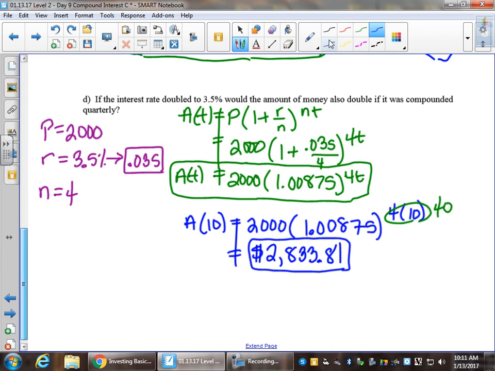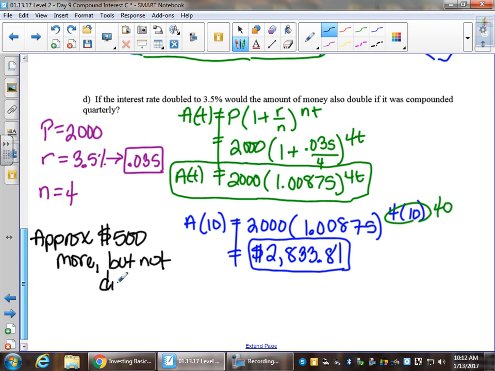Like 5. Yeah. So approximately 500 more, but not double. That's still a good amount of money more. But this is showing us that just because we double the interest rate doesn't necessarily mean you double your money. You increase it, definitely, but not a full double.